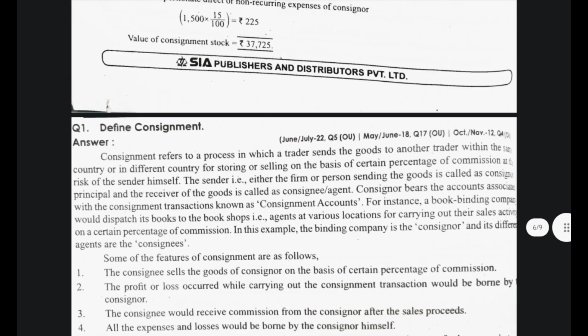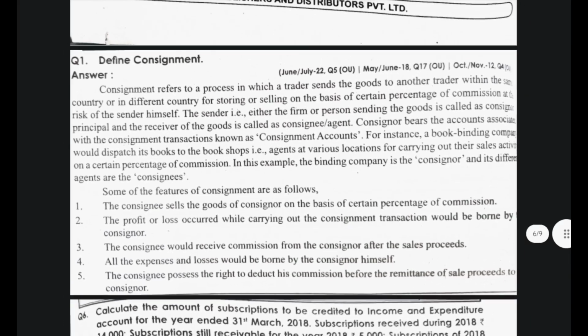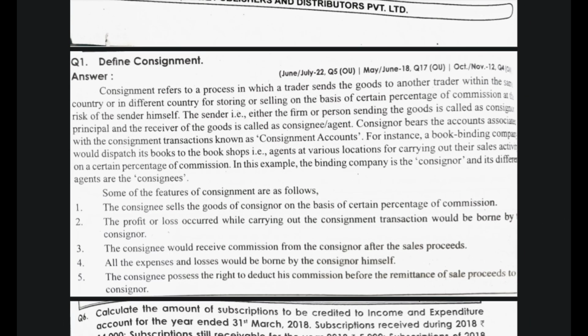Now next, define consignment. Consignment refers to a process in which traders send the goods to another trader within the same country or in a different country for storing or selling on the basis of a certain percent of commission. So in this consignment we have two parties, the consigner and the consignee. This is the dealing between two persons.